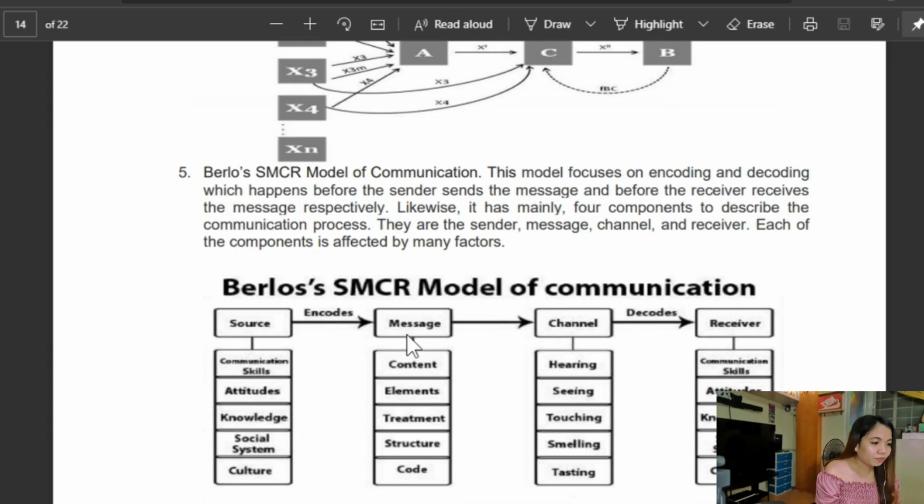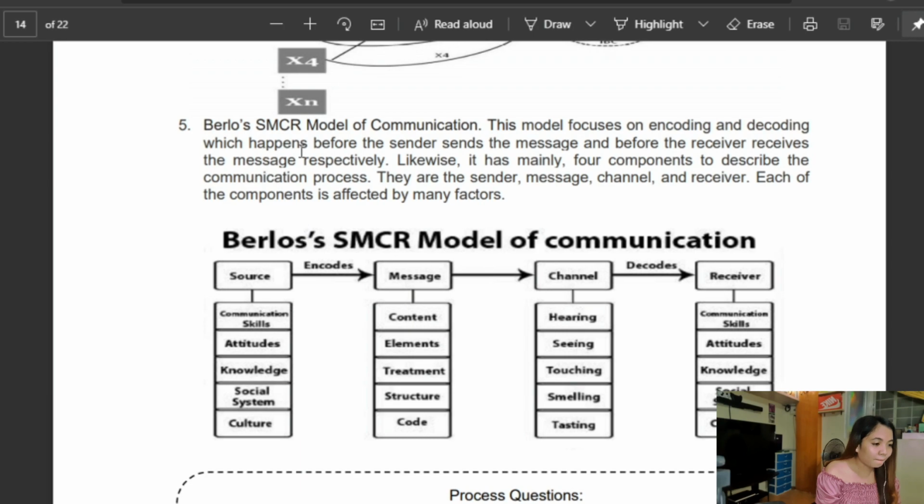Okay, next, let's move on to the Berlo's SMCR model of communication. This model focuses on decoding and encoding, which happens before the sender sends the message and before the receiver receives the message respectively. Likewise, it has mainly four components to describe the communication process. They are the sender, message, channel, and receiver. Each of the components is affected by many factors.